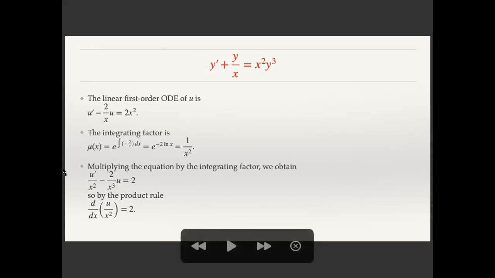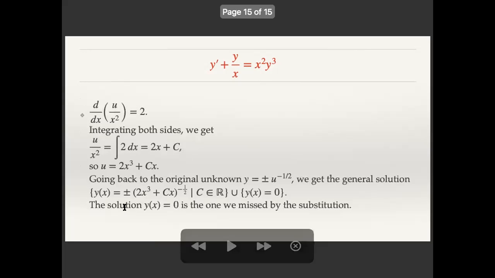So u prime over x squared minus 2 over x cubed times u is equal to minus 2. And then by the product rule, both terms on the left-hand side combine and give you the derivative of u over x squared being equal to minus 2. Okay, so now we integrate both sides. We get u over x squared is equal to minus 2x plus a constant. So u is equal to minus 2x cubed plus a constant times x squared.